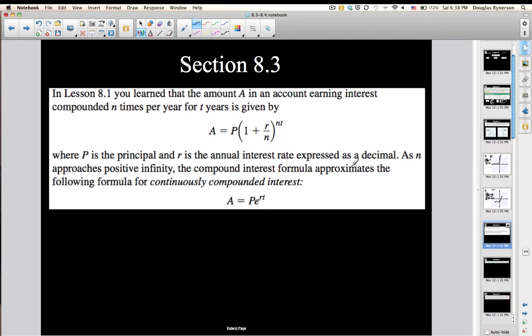Using Euler's number, we can actually now calculate for continuously compounded interest. So a compounding N that is equal to infinity, so continuously compounding, and it'll be the principal times Euler's number taken to the RT power. Again, rate will have to be expressed as a decimal.